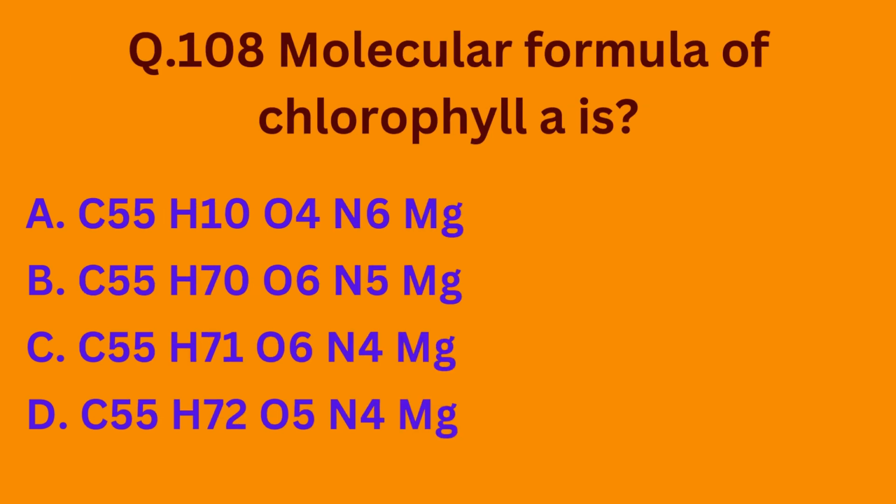Our next question is, molecular formula of chlorophyll A is option A, C55H10O4N6 magnesium. Option B, C55H70O6N5 magnesium. Option C, C55H71O6N4 magnesium. Option D, C55H72O5N4 magnesium. The correct option is option D.